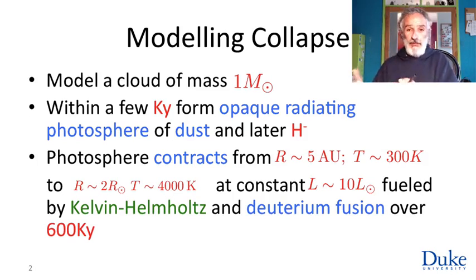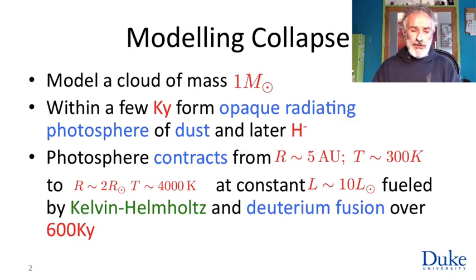and the energy for this heat is, to some extent, Kelvin-Helmholtz heating, conversion of gravitational potential energy to heat, but also at these temperatures we begin to get fusion of deuterium. Whatever amounts of deuterium are present, the deuterium fuses at a lower temperature than hydrogen. That's why we use it in terrestrial fusion reactors. And over the next 600,000 years or so, we get this collapse down to twice the solar radius, and the temperature stabilizes at around 4,000 Kelvin.